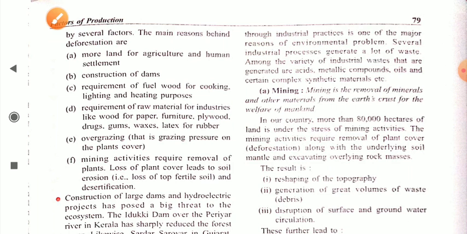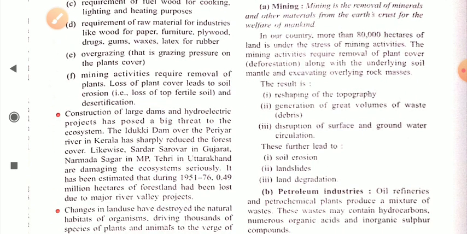Next is overgrazing, that is, the grazing pressure on the plant cover. Due to overgrazing, deforestation takes place, so that during heavy rain season, due to unavailability of soil, all the trees, small bushes and grasses just flow away with the rainwater because of deforestation. So this activity should be restricted if we really want to care about our planet earth, dear students.